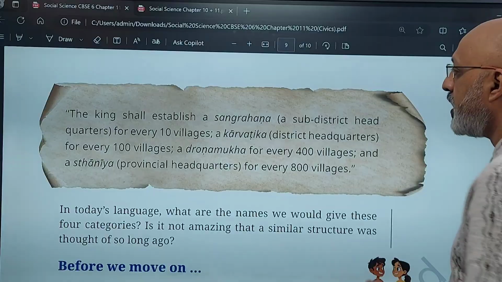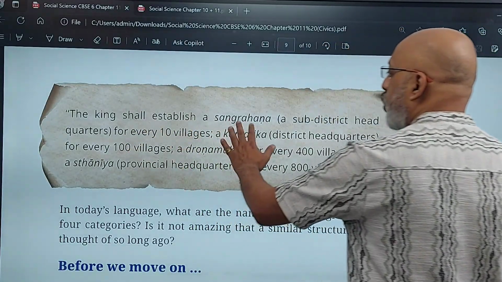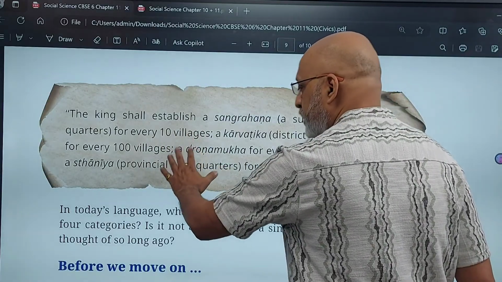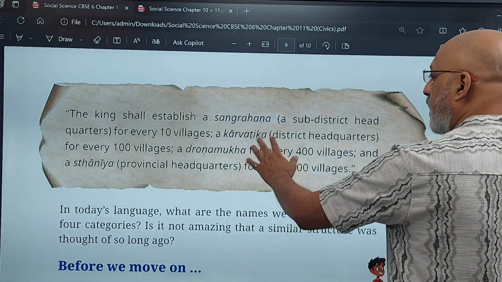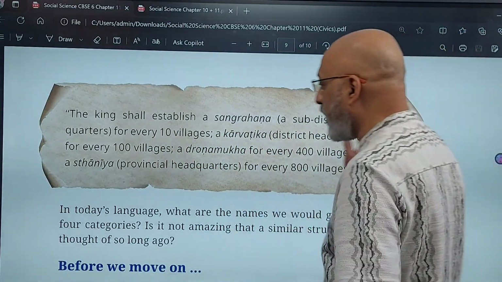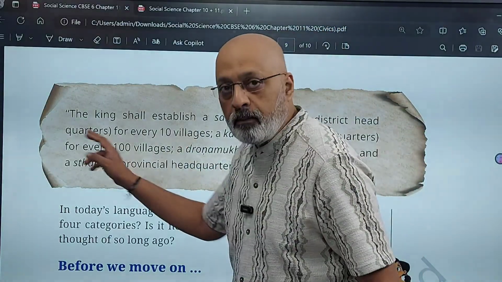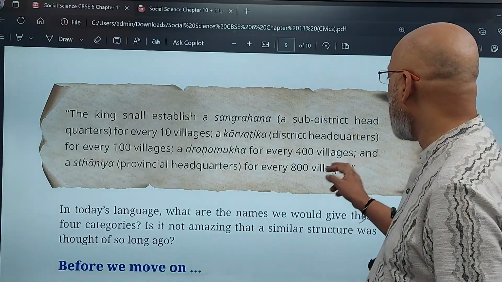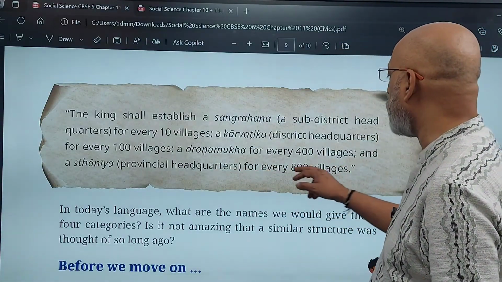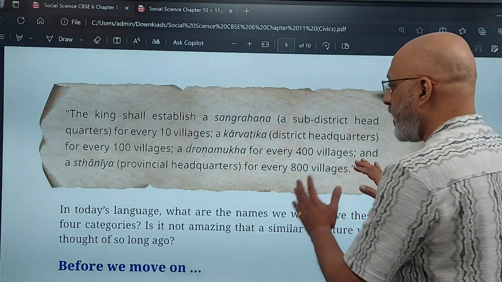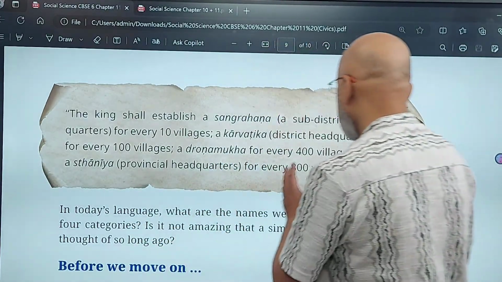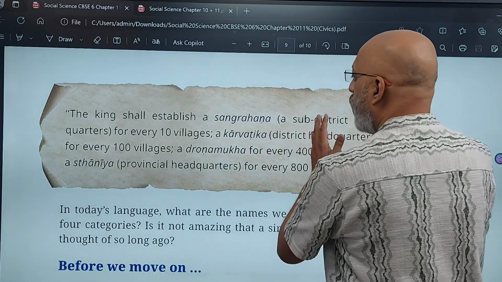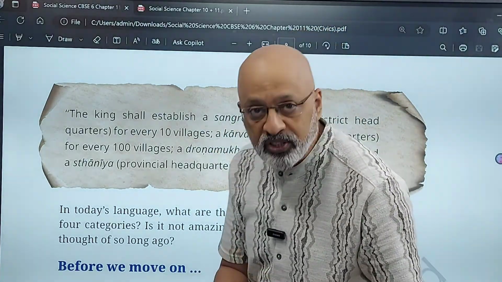So what he did was, he said the king shall establish what is called a sangrahana, a sub district headquarters for every 10 villages, a karvatika, district headquarters, which is now the Zilla Parishad, which is now the Mandal Parishad, and a dronamukha for every 400 villages, and a sthaniya provincial headquarters for every 800 villages. So 800 is the state capital, this is the Zilla Parishad, dronamukha, this is the Mandal Parishad, and this sangrahana is at the panchayat level.